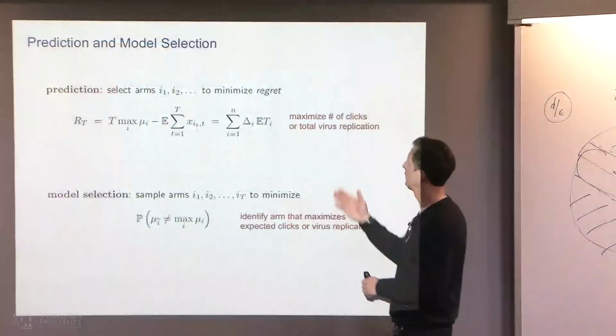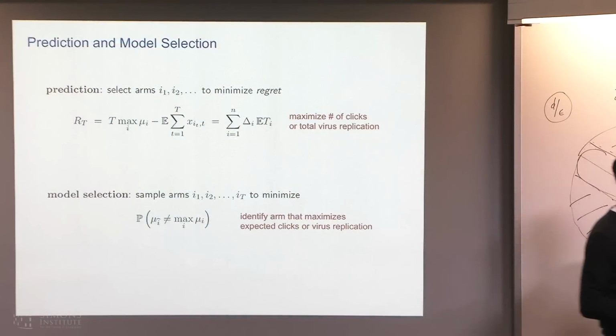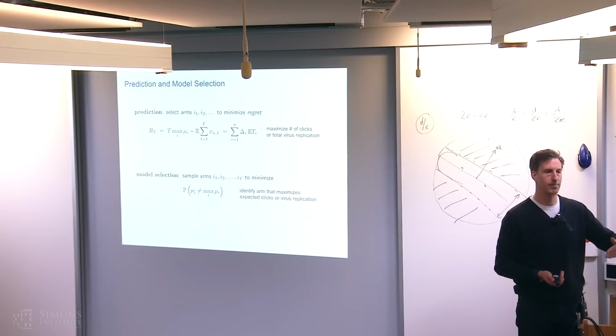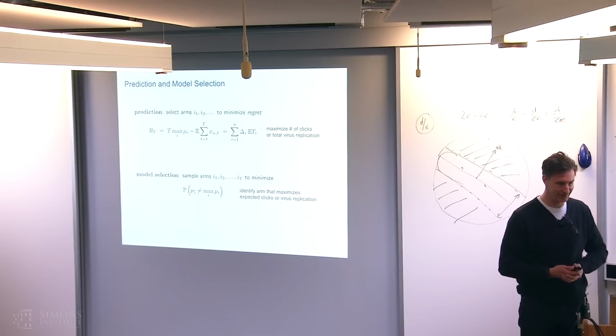So what you're trying to do is select the arm that makes it most probable that somebody's going to click on it. So maximizing the probability that somebody will click is the same as minimizing this regret.